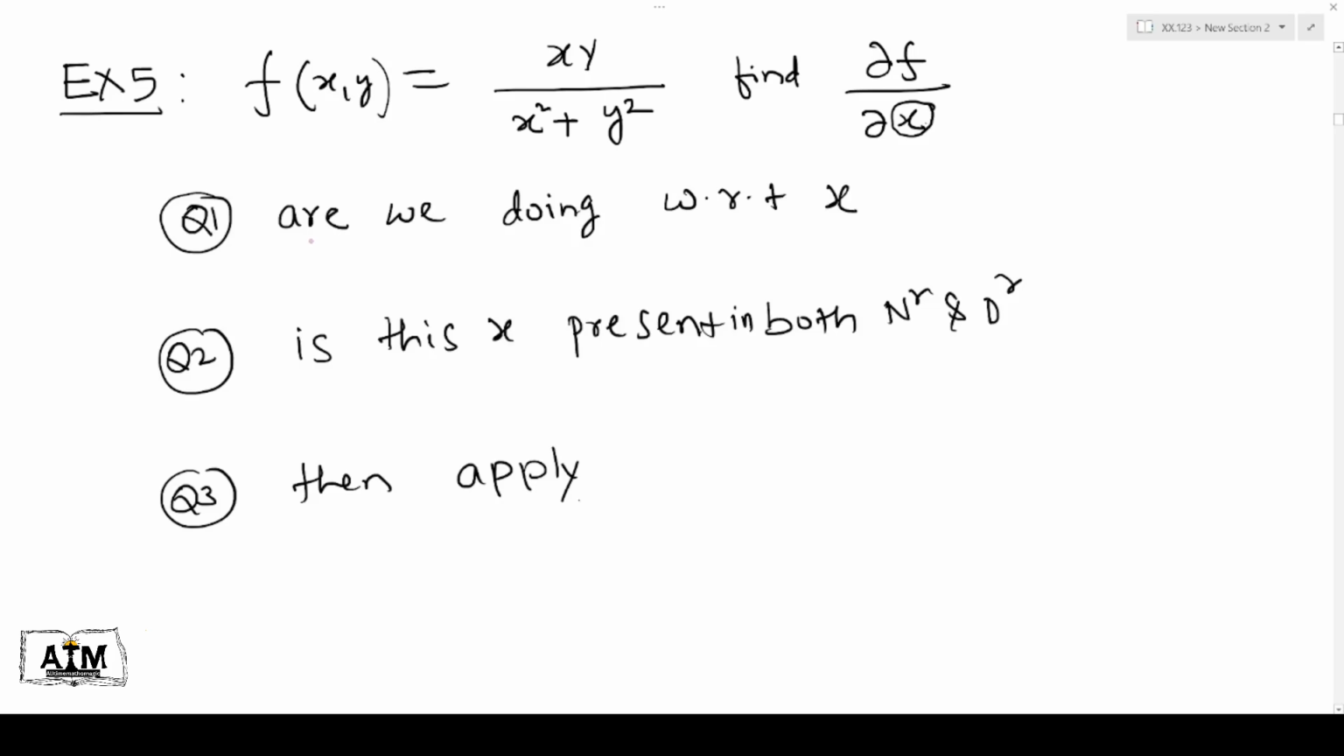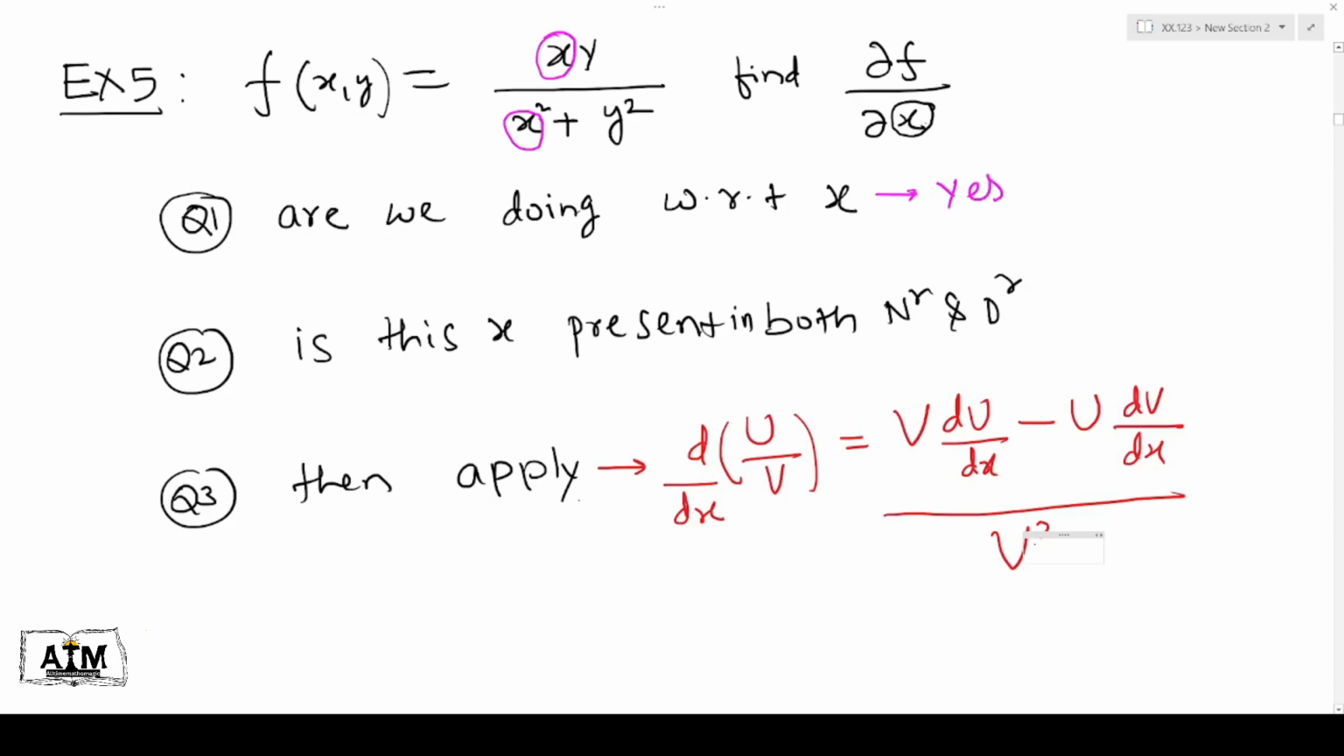Once again, first question was, are we doing with respect to x? Yes, we have to find out dou f by dou x. So answer is yes. Second question, is this x present in both numerator and denominator? Yes, x is present in both, maybe in any form, but it is present in both. If this variable x is present in both numerator and denominator, then what formula must we apply? Answer is, we must apply quotient rule of derivative.